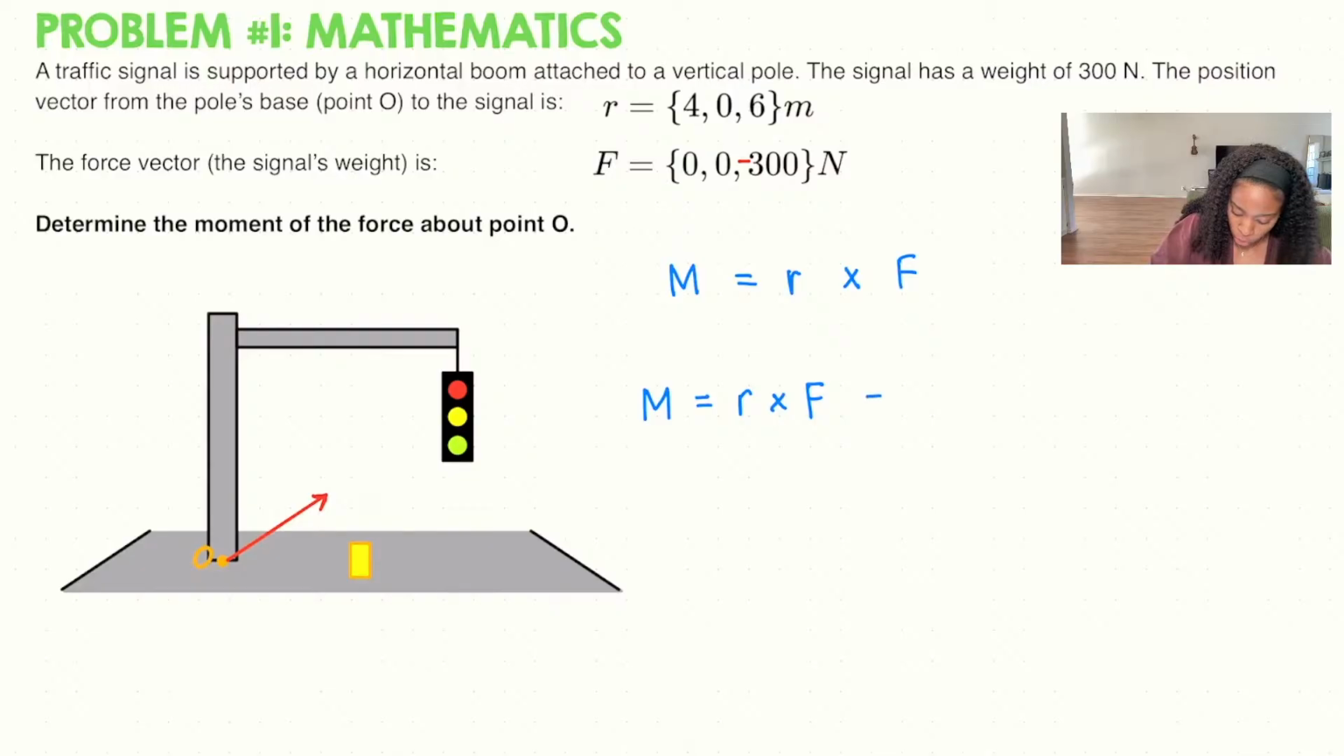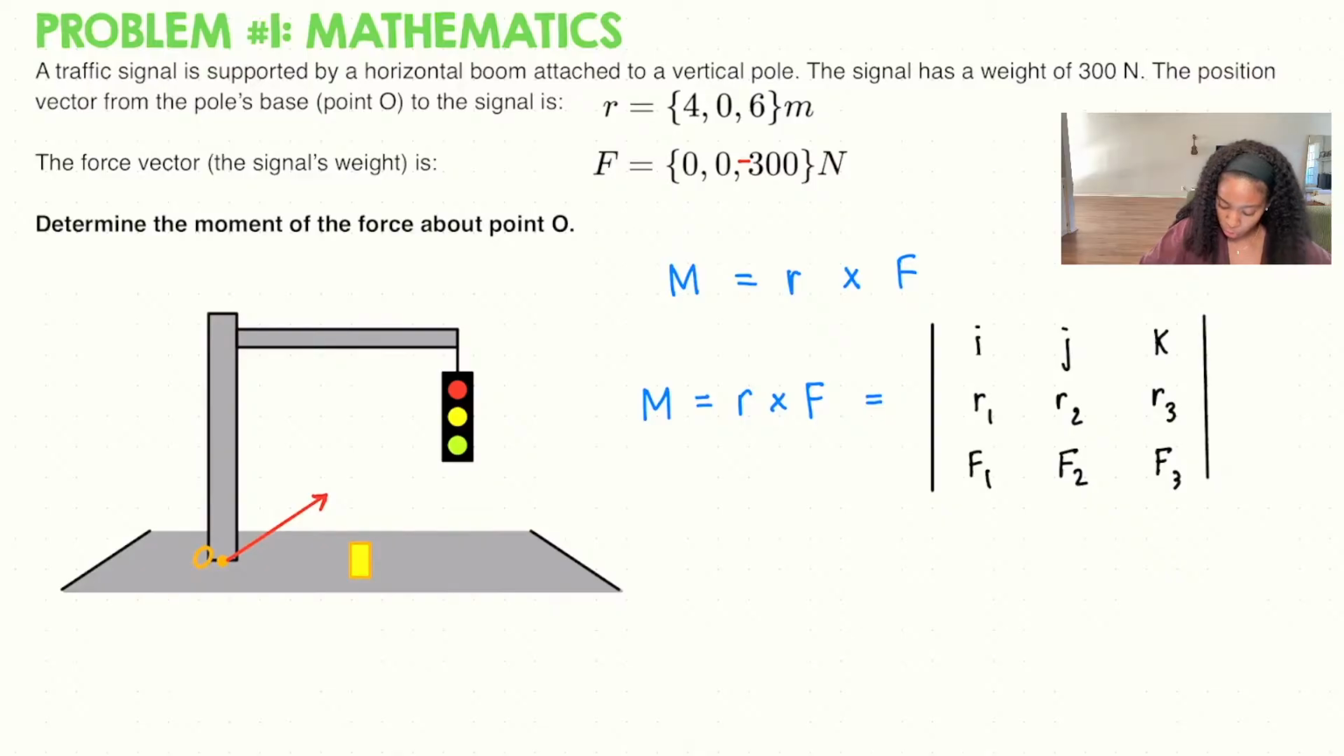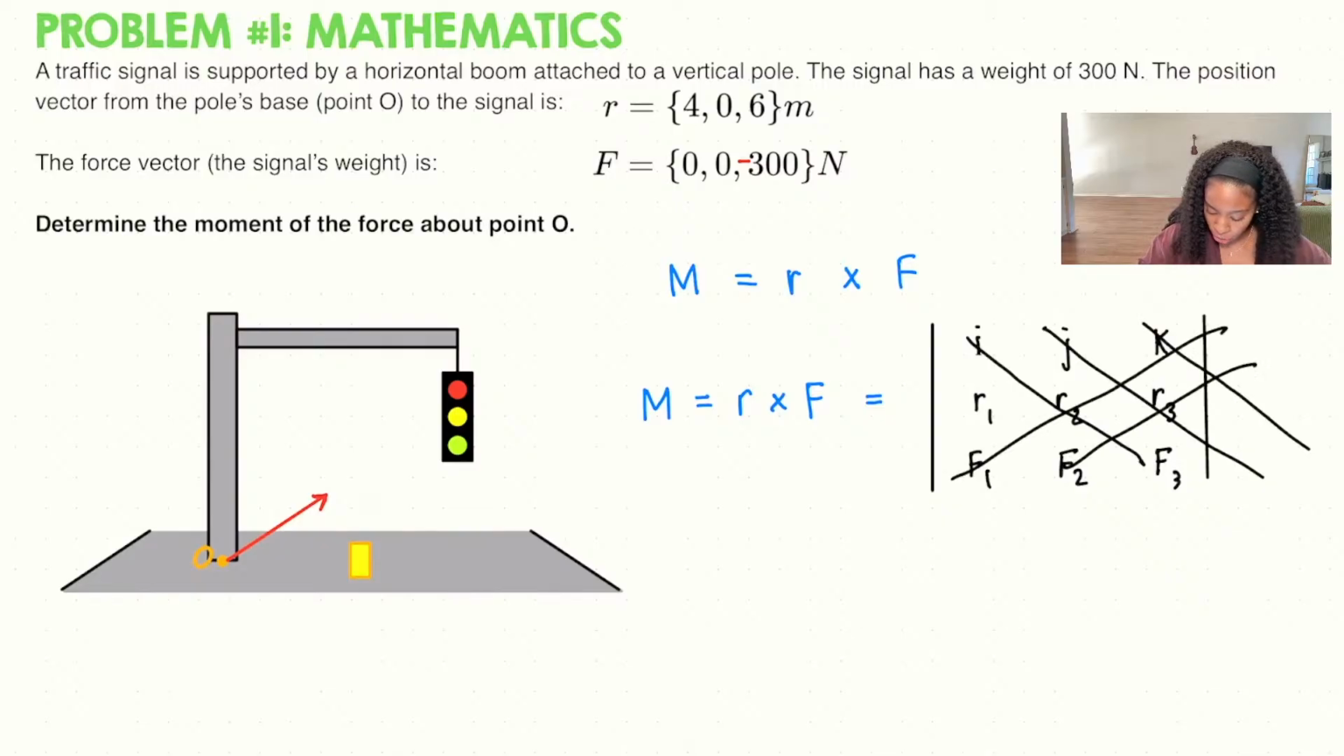signal. If we were to do this by hand, we basically have to do the determinant between those two vectors, which would look something like this. Then you're going to have your R1, R2, R3, your F1, F2, F3. And then you'd have to do some fancy calculations to get that value. And that's going to take you a long time on the FE exam. On the FE exam, the name of the game is speed. So what you can actually do instead of doing this by hand is you can just use your calculator.